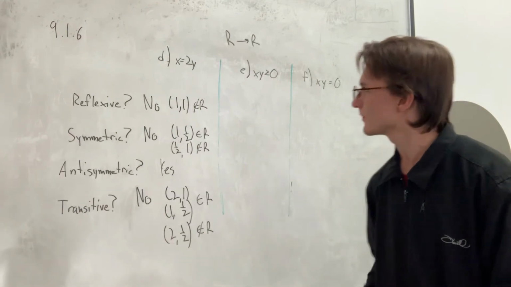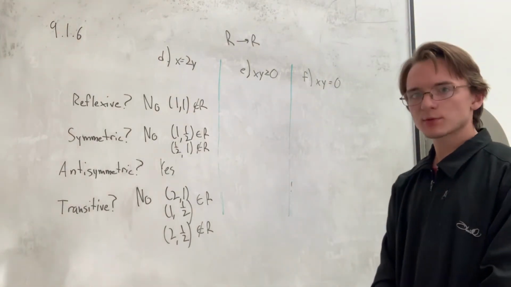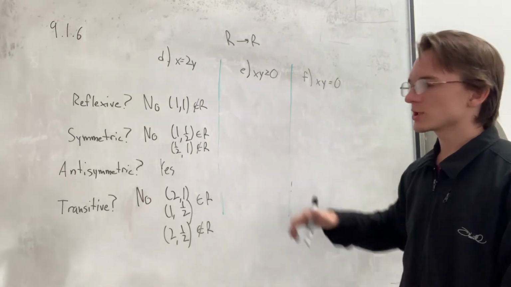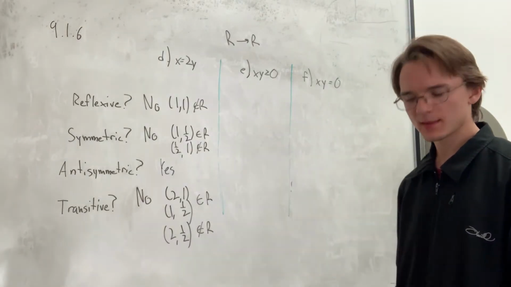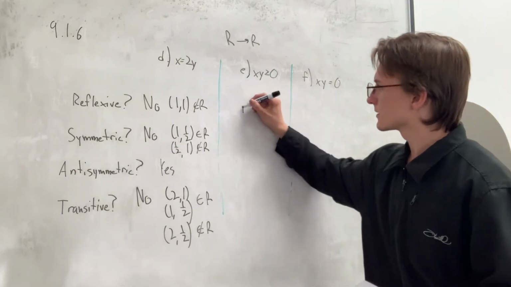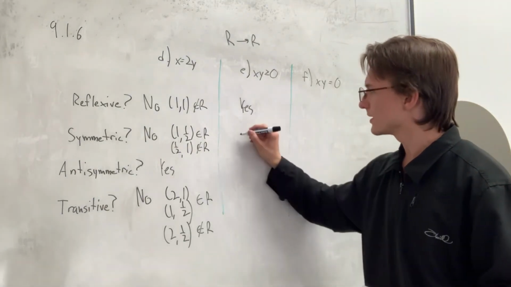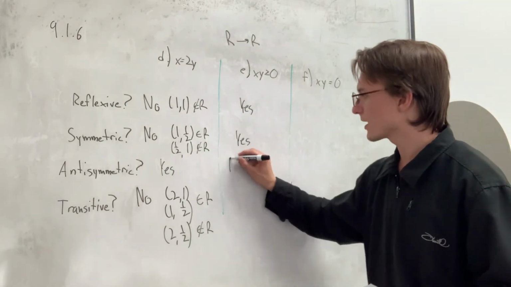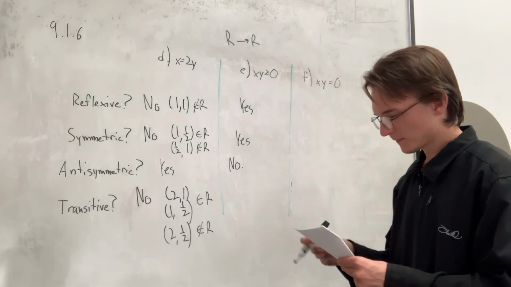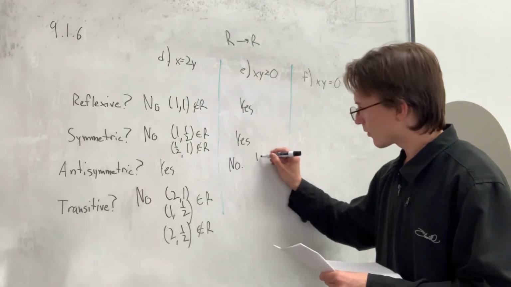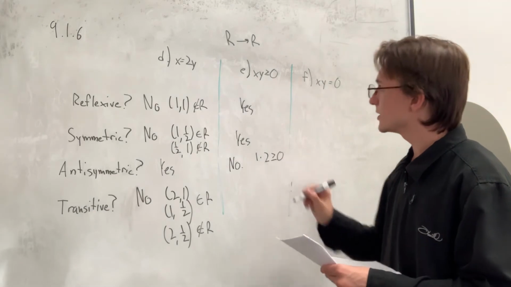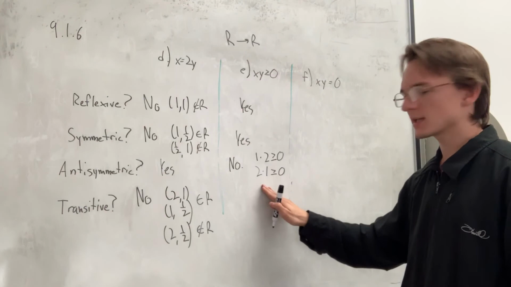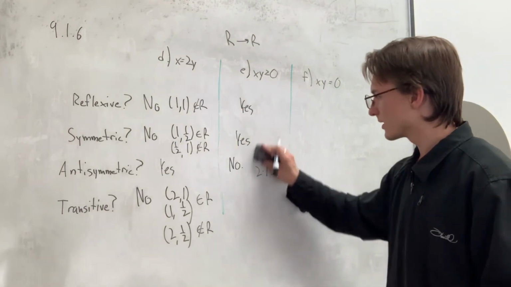And here's a counterexample. Next, E, we have x times y is greater than or equal to 0. Does this hold true on the reflexive property? Yes. Is it symmetric? Yes as well. Antisymmetric? No, and we can give a counterexample. We have that 1 times 2 is greater than or equal to 0, and we also have that 2 times 1 is greater than or equal to 0. So, again, a case of symmetry, it's not antisymmetric.